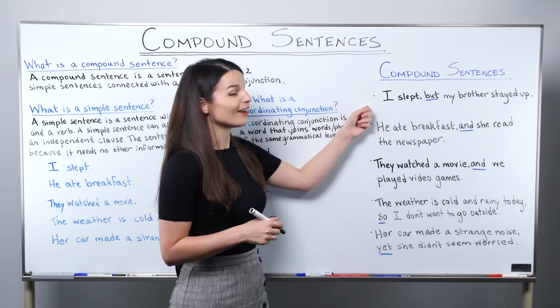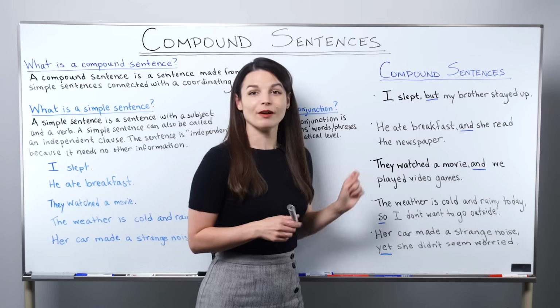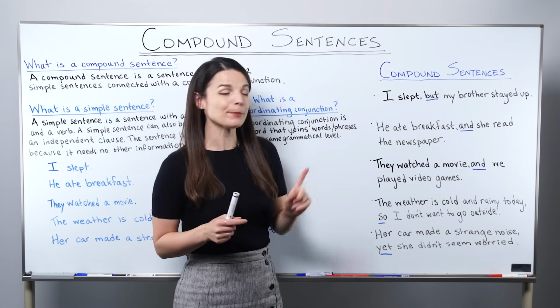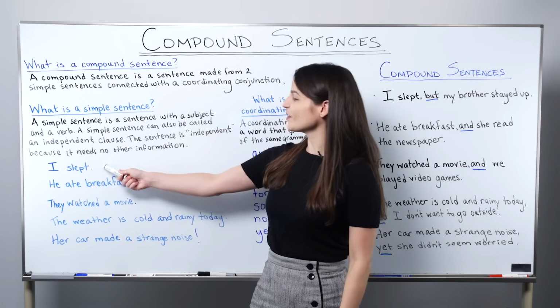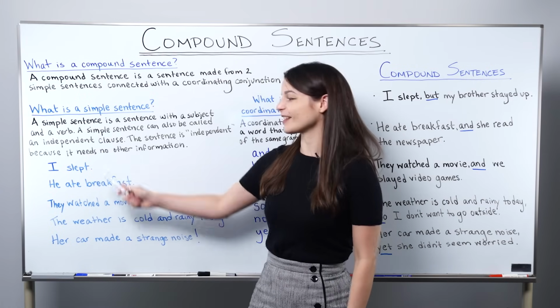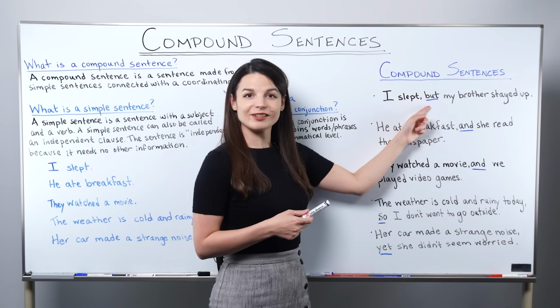So here are examples. First, I slept, but my brother stayed up. Here, I slept is our simple sentence that we started with earlier. I slept. Subject, verb. Then we have coordinating conjunction right here.